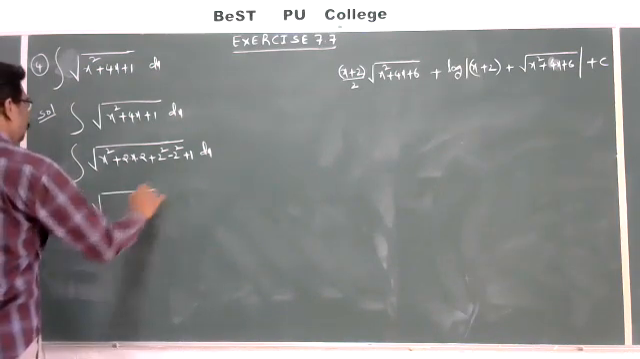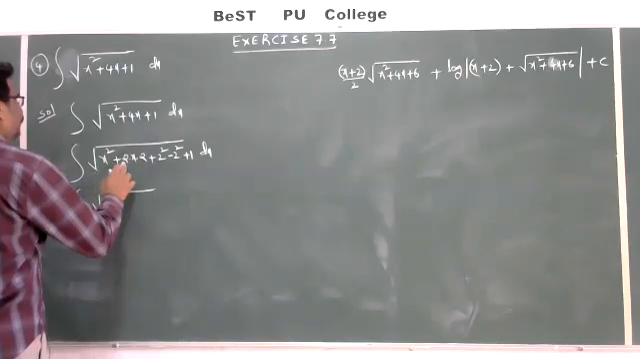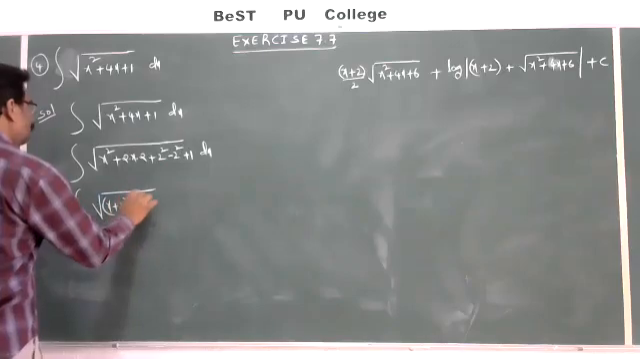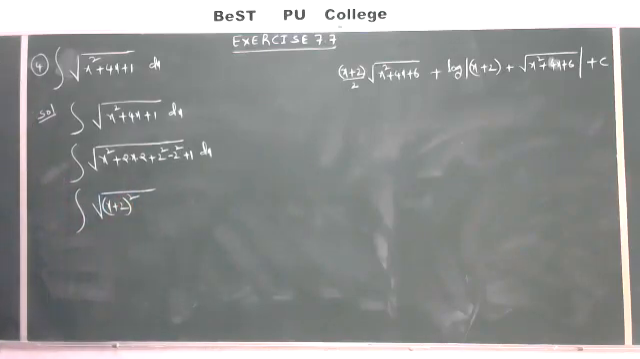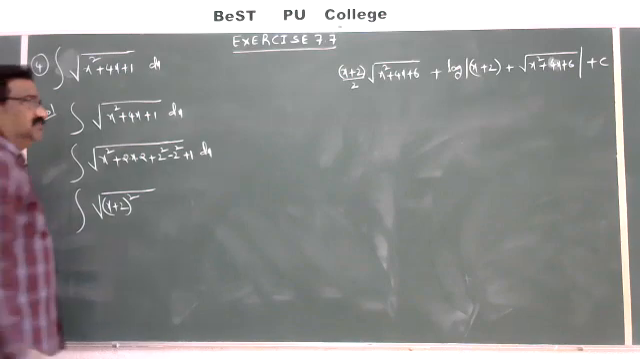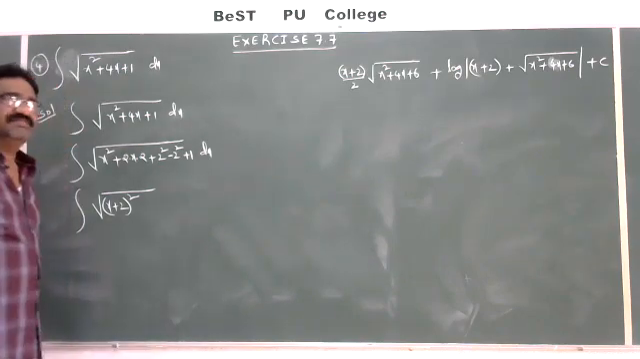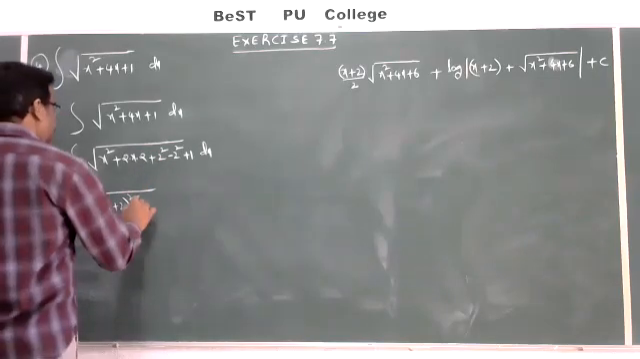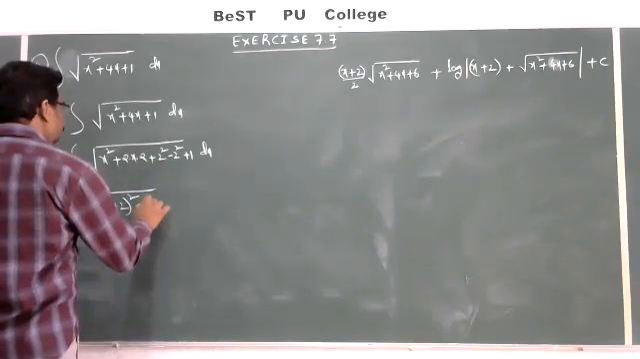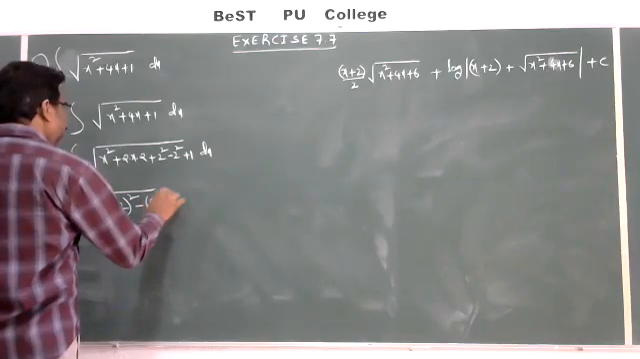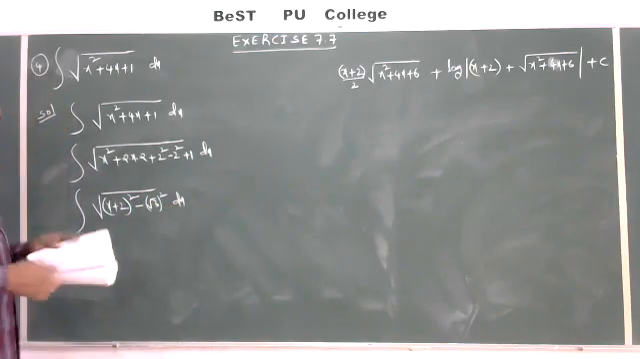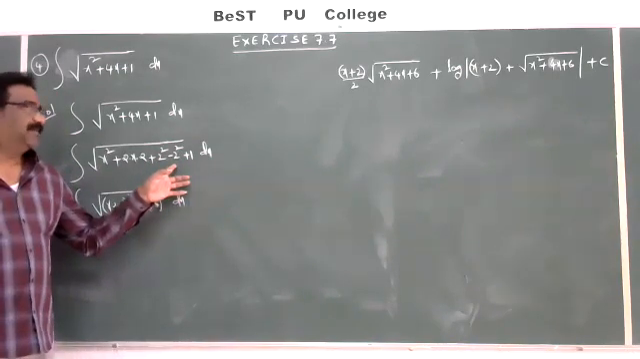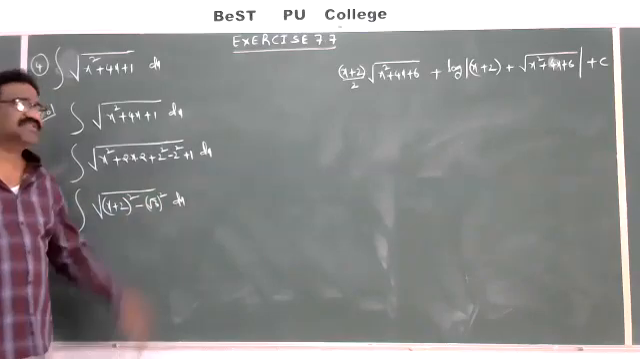That is integral root of, this is a square plus 2ab plus b square, a plus b whole square, that is x plus 2 whole square, minus 4 plus 1. Minus 4 plus 1 is minus 3. Minus 3 is minus root 3 whole square dx. Here you get minus 4 plus 1 minus 3. Minus 3 you can write root 3 whole square.